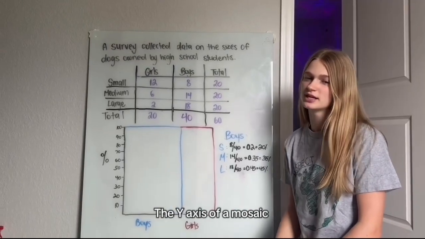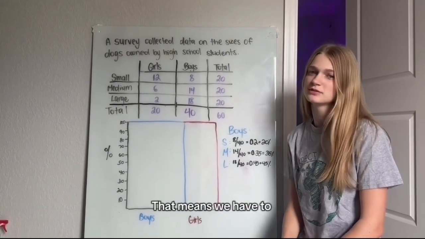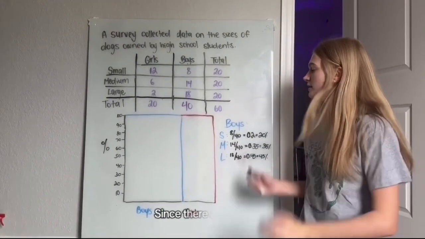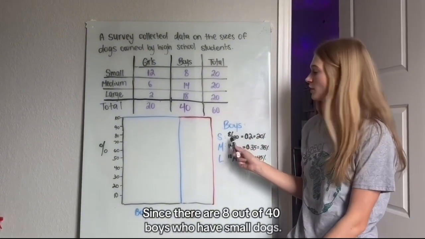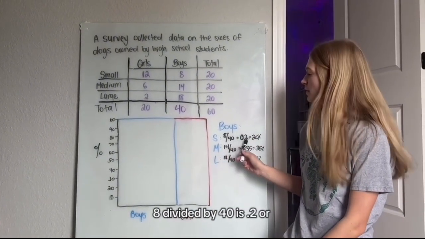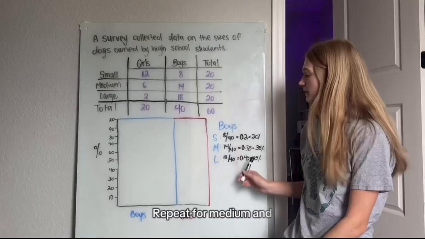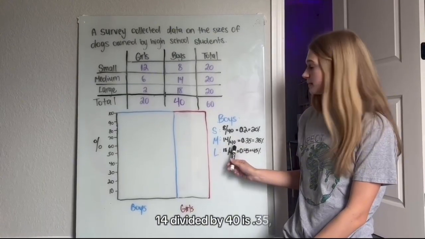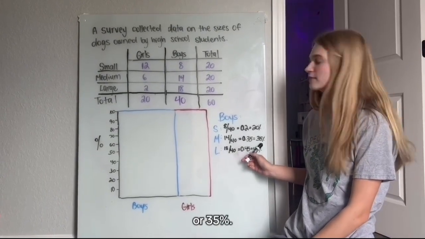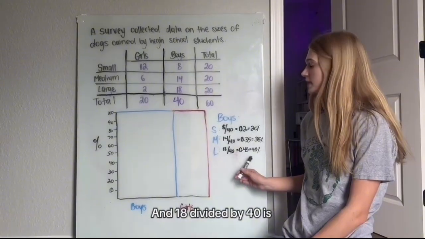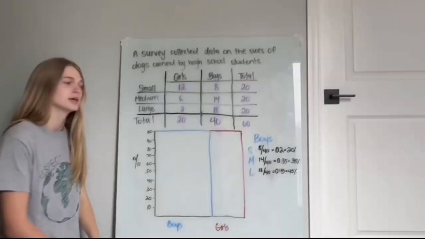The y-axis of a mosaic plot is always percent. That means we have to find the percent of each group. Since there are 8 out of 40 boys who have small dogs, 8 divided by 40 is 0.2 or 20%. Do the same for medium and large. 14 divided by 40 is 0.35 or 35%. And 18 divided by 40 is 45%.